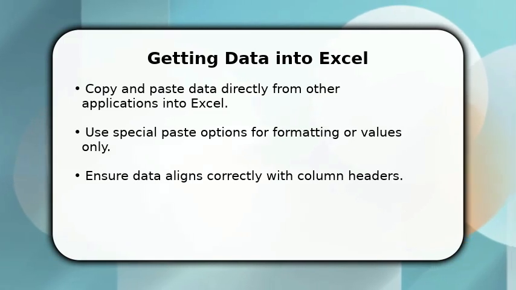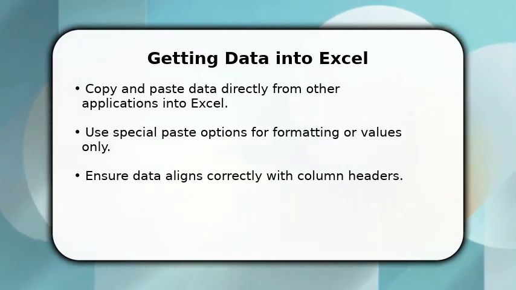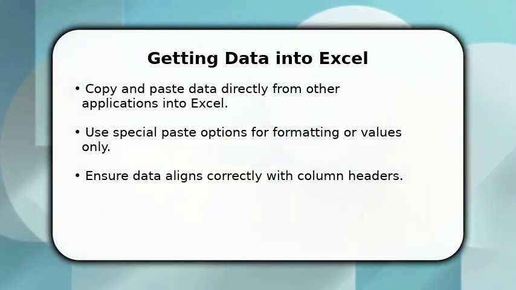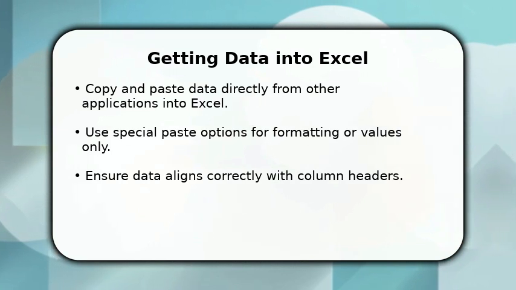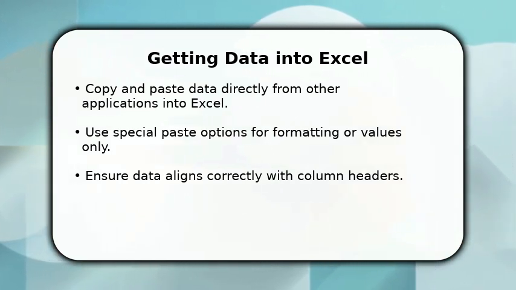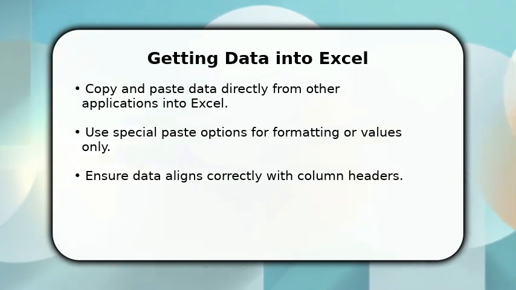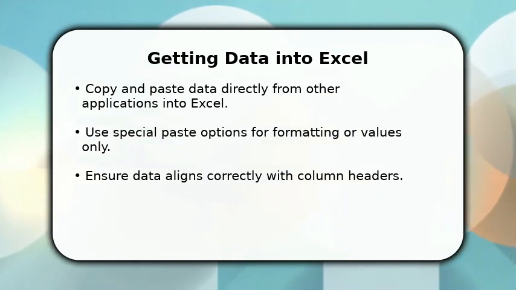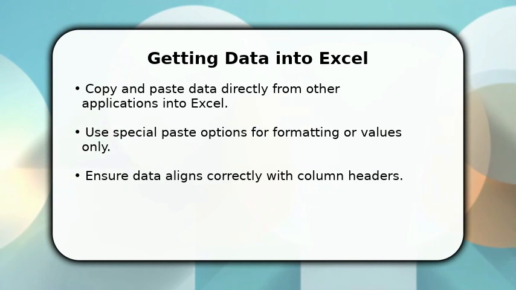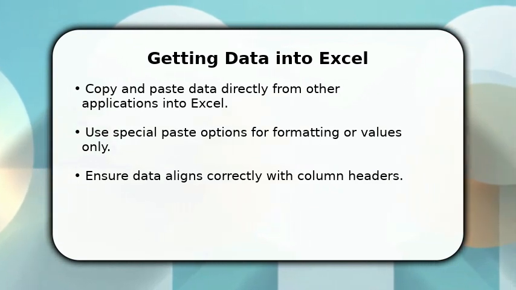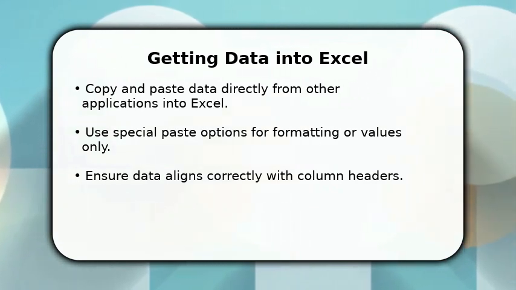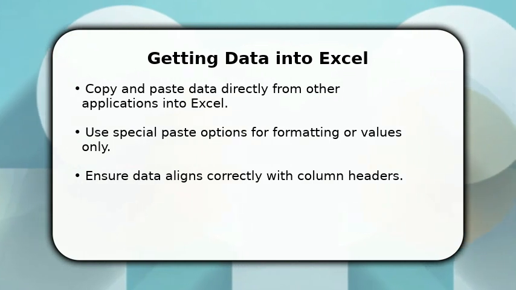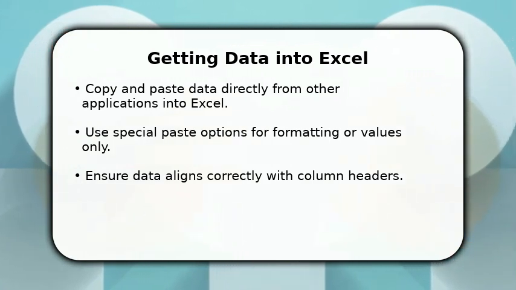In this video, I will explain how to get data into Excel. First, the simplest method is to copy information from another program and paste it directly into your Excel worksheet. You can use special paste options, like pasting only values or transposing data, to ensure it appears exactly as you need. This is a quick way to transfer smaller datasets or specific pieces of information without much fuss.